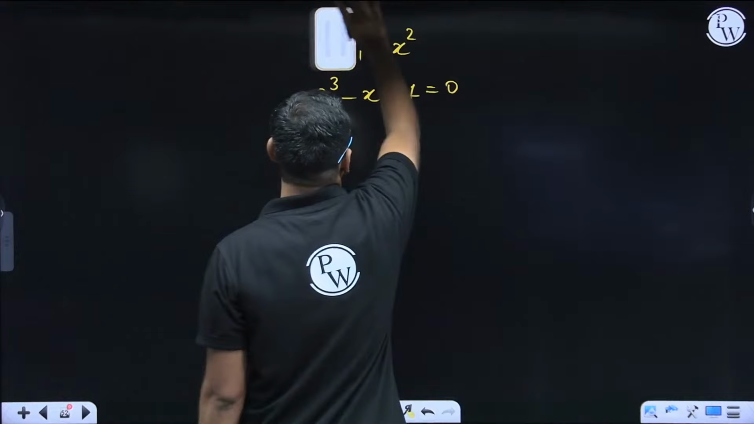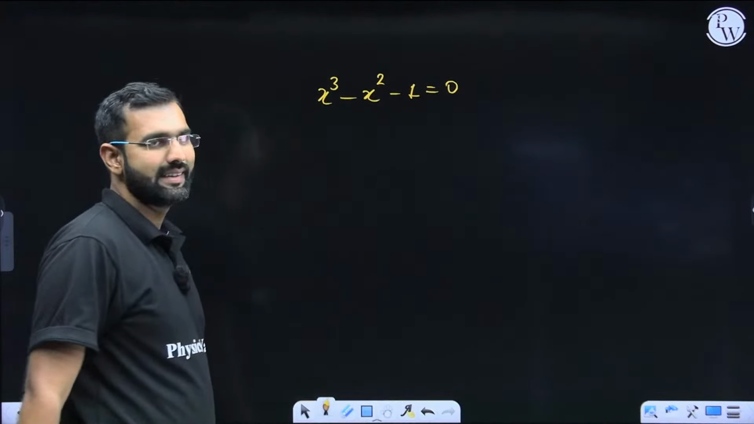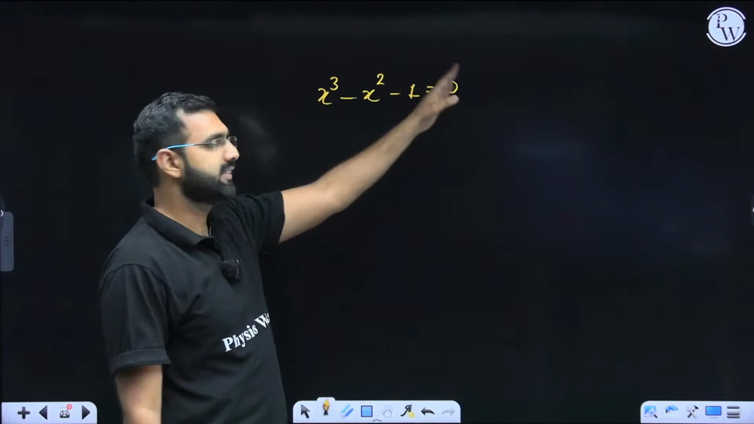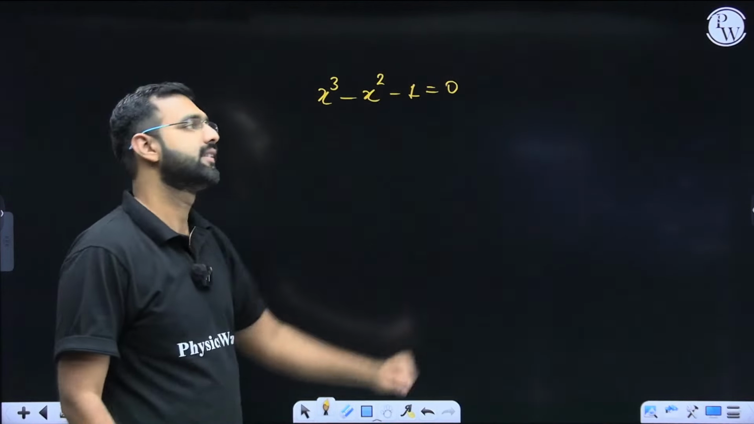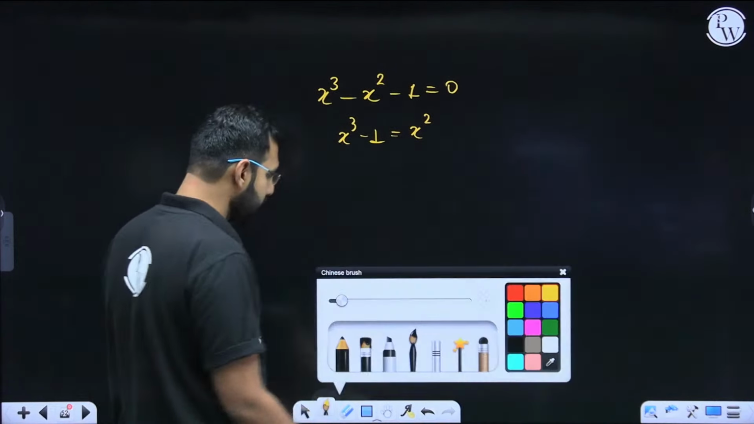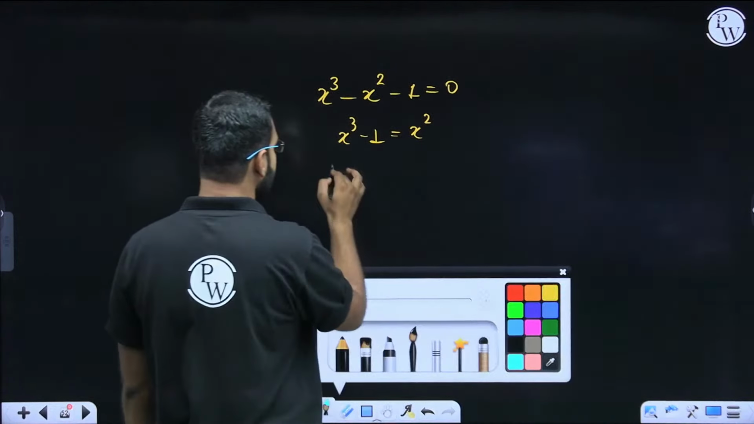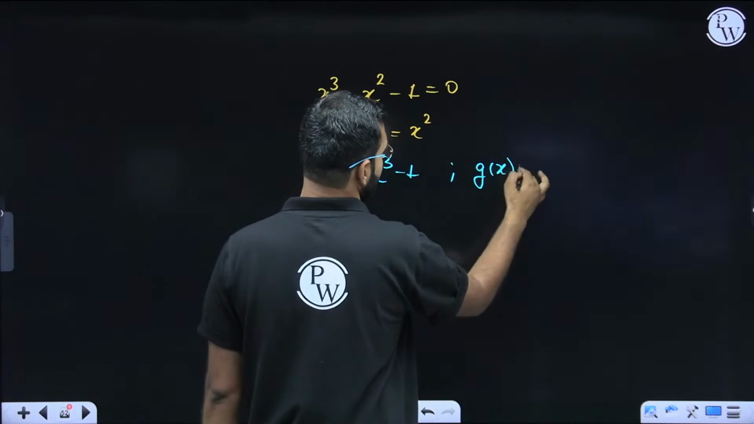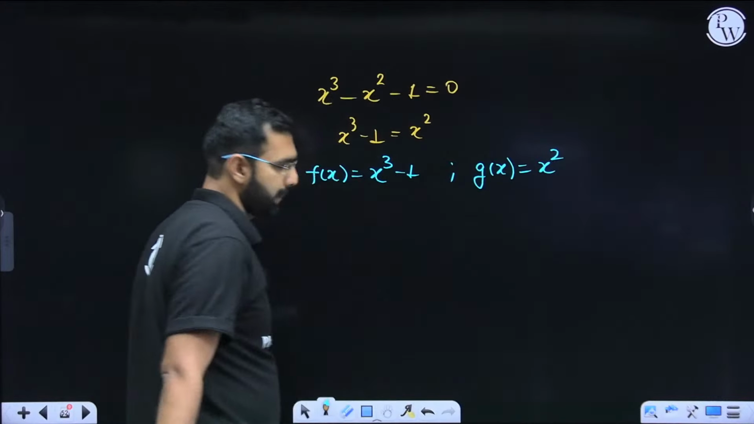So one of the methods to solve this question is that here, if I push this x square to the other side, solving means I'm interested in finding the roots or at least the number of roots. So how can I solve this? I may say that, sir, x cube minus 1 you keep on one side and x square you put on the other side. So here you treat x cube minus 1 as one function. So let's say f of x is a function which is x cube minus 1 and g of x is another function which is x square.